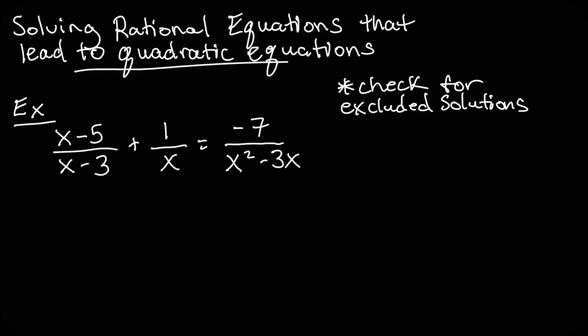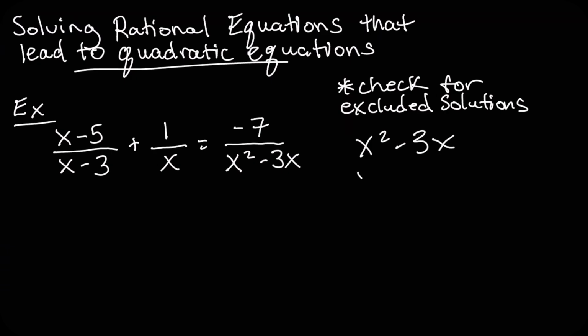Next, we'll look at solving rational equations that lead to some quadratic equations. Again, we'll go ahead and check for our excluded solutions here. So our bottom, if you notice, our least common denominator will be x squared minus 3x, and we'll set that equal to 0.